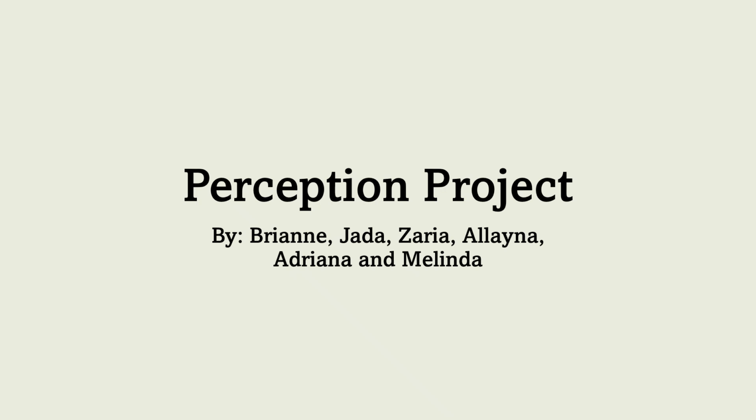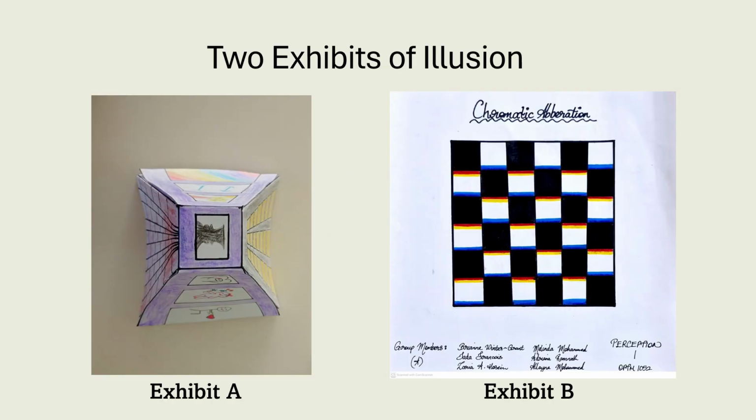This is Group 1 Perception Project by Brian, Jada, Zaria, Elena, Adriana, and Melinda. For our presentation, our group created two optical illusions, a forced perspective hallway and a drawing that stimulates the effect of chromatic aberrations. Here's a video of the forced perspective hallway.